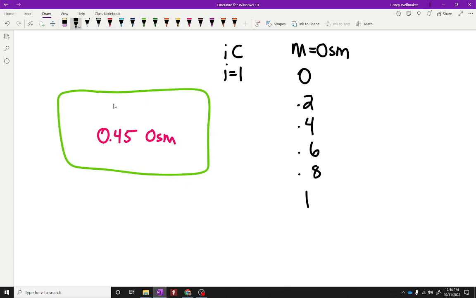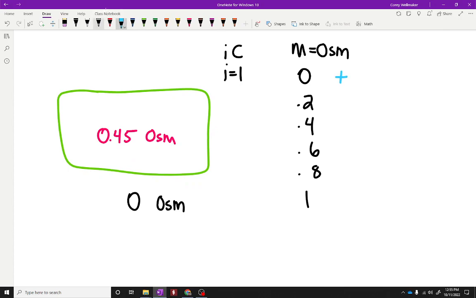So let's think about what the cell is going to do in these environments. If I place the cell in a 0 osmolar liquid, that's just basically pure water, no solutes. Water always moves to the hypertonic side. So in this case, water is going to diffuse into the cell. So I would expect the cell to gain mass.